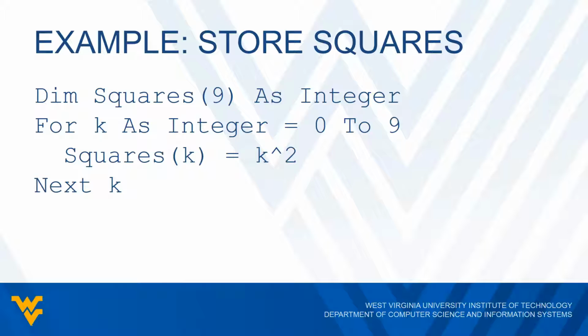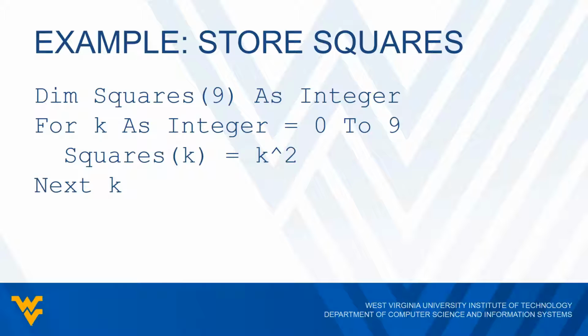Here is another example. In this case, we have an array of integers, which we call squares. We're going to have 10 elements in here. And the idea with this is for each element at index, which here is going to be k, we're going to store the value k squared. So we declare k as an integer, and we go from 0 to 9, once again, because we know the first index is always 0, and the last index here is going to be 9. We can use that as the starting and ending point for our for loop.